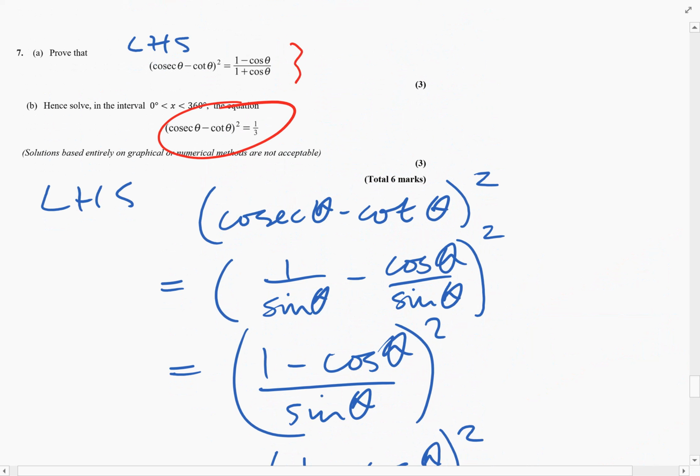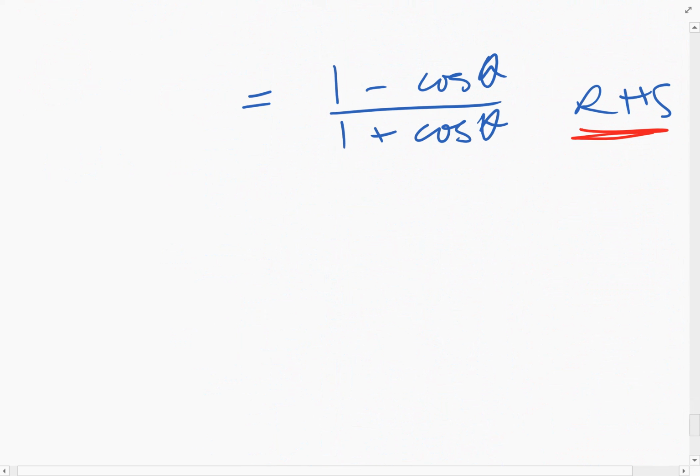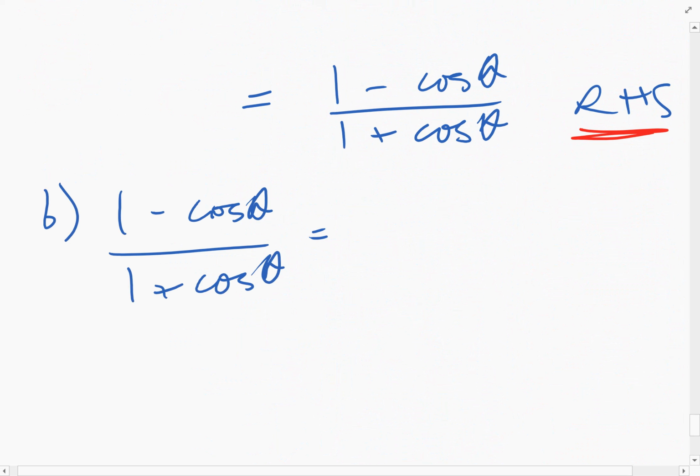So now the next part of the question, it says, hence solve this. Now, even if you didn't have a clue how to do part A, you can still solve part B, but because it says hence, it means you have to use the previous answer. So whatever you did for part A, you should now use this equal to this, okay? And then you just need to solve that. So if we put those two highlighted expressions equal to each other, we're going to need to rearrange and solve. So we've got 1 minus cos theta over 1 plus cos theta equals a third.